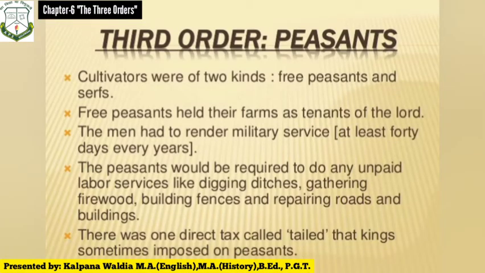The third order includes the peasants. Cultivators were of two kinds, free peasants and serfs. Free peasants held their farms as tenants of the lord. The men had to render military service for at least 40 days every year. The peasant would be required to do any unpaid labor service like digging ditches, gathering firewood, building fences and repairing roads and buildings. There was one direct tax called taille that the king sometimes imposed on peasants.